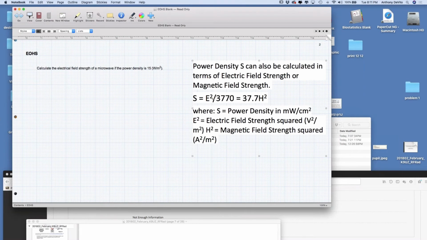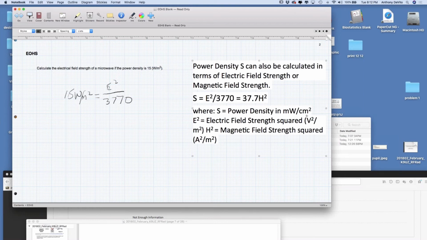Okay, so the power density, S, is equal to 15 watts per meter squared, and that's equal to the electrical field squared over 377. So our units for, in this formula, our units for power density are milliwatts per centimeter squared.